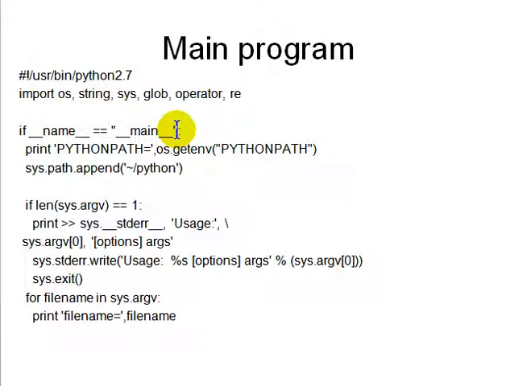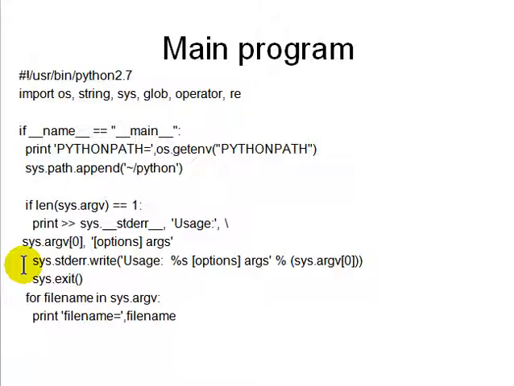In this case, if this program is main, then we print 'PYTHONPATH =', a single quoted string, comma, os.getenv('PYTHONPATH'), and a double quoted string is also allowed here. And then what you can do is sys.path.append('~/python'), so you add python in your home directory. If you have a directory called python, it gets added to your path. Check that this is all indented by two characters, so it's hard to read, but that's how Python is.